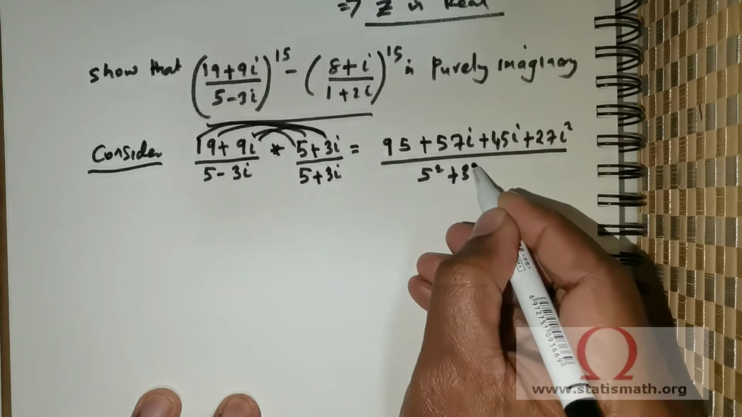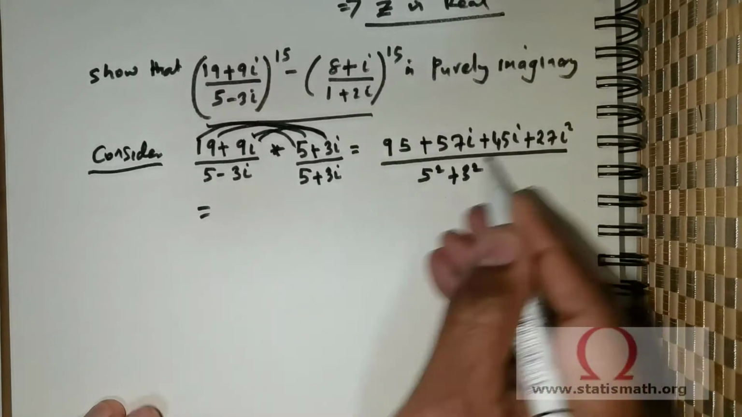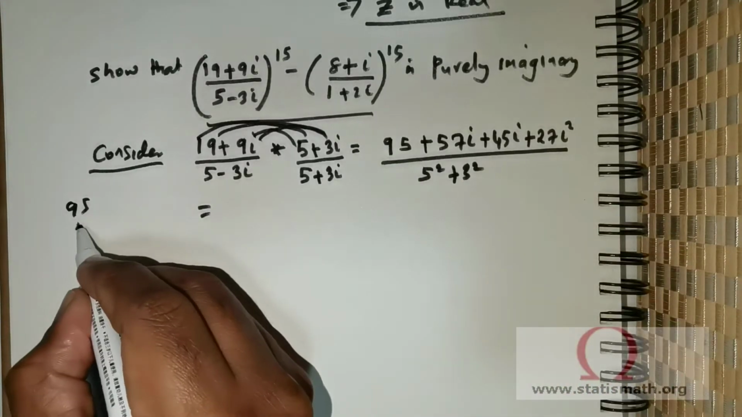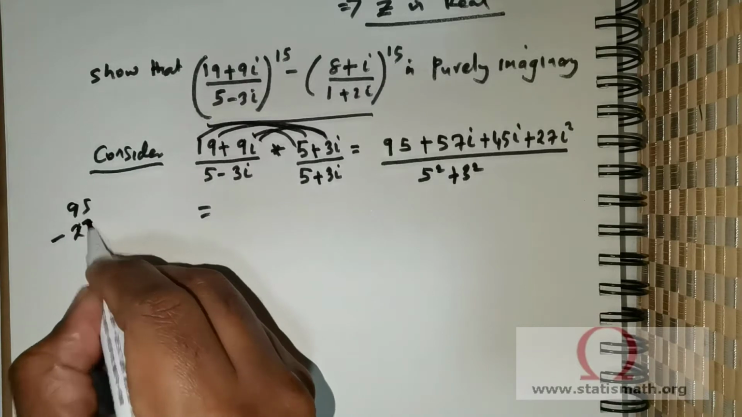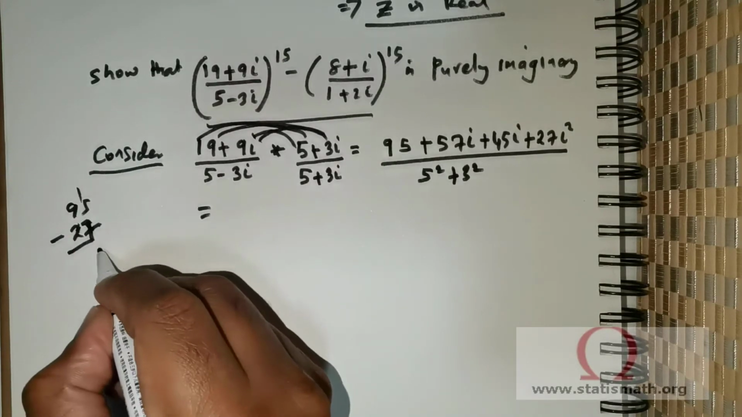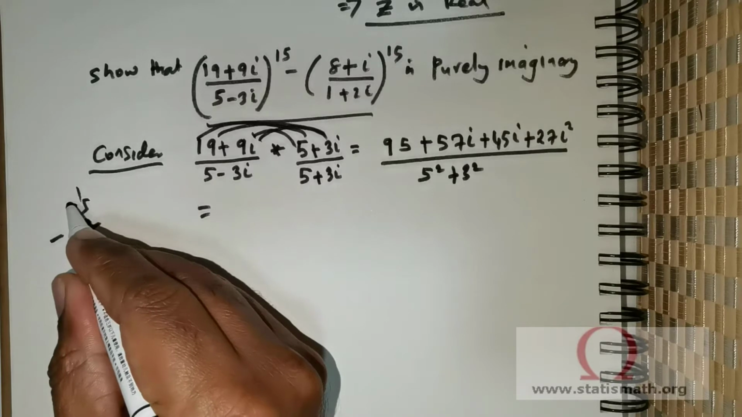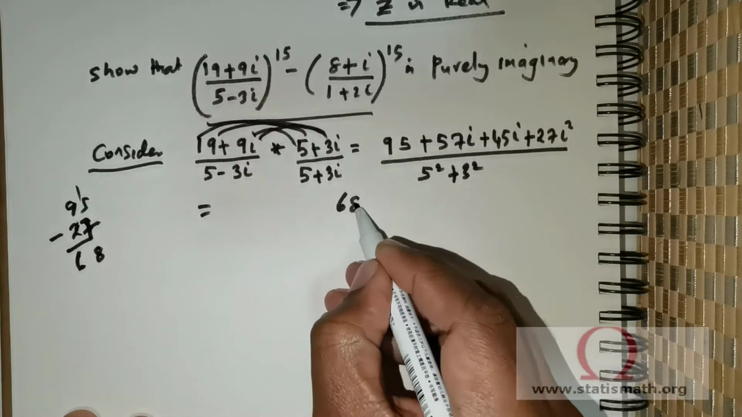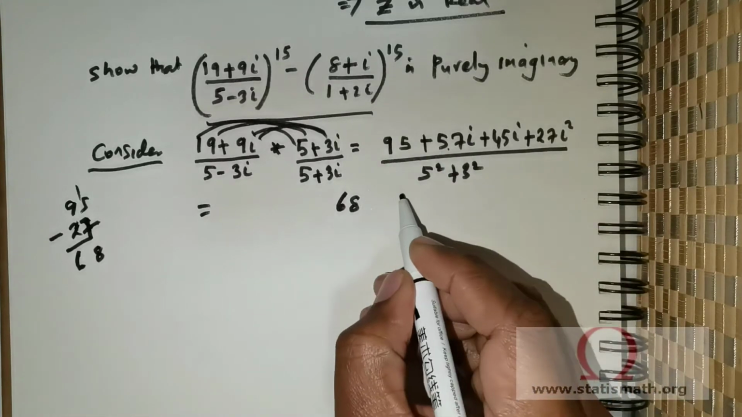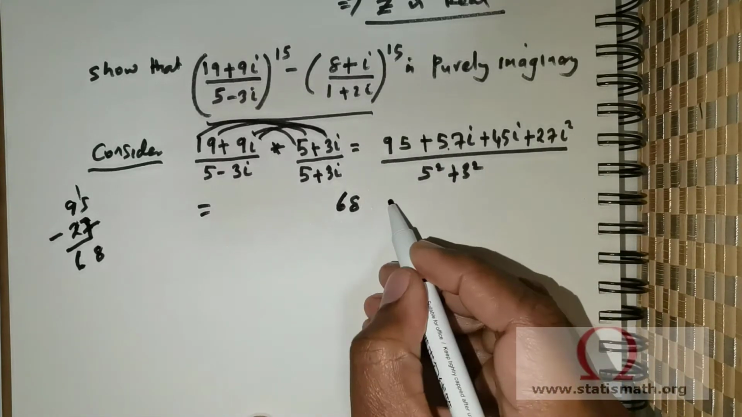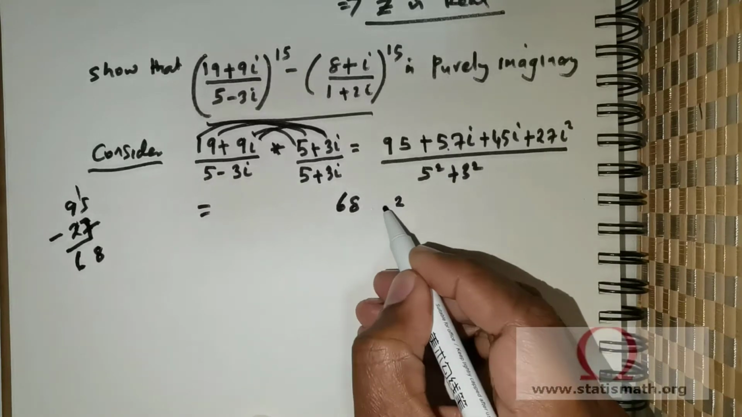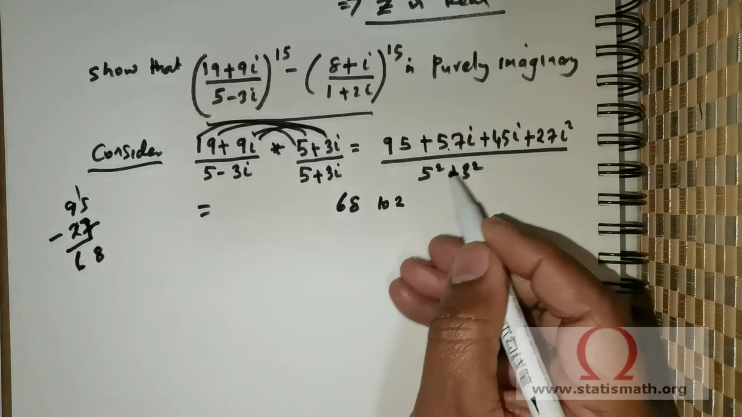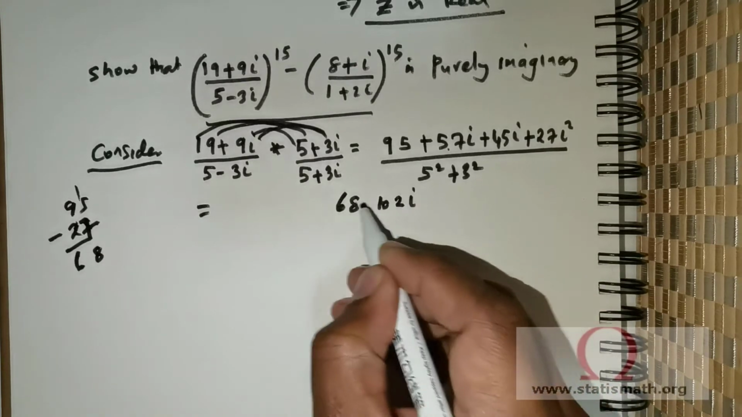The denominator is 5 squared plus 3 squared. So this is equal to 95. The i squared term gives negative 27, so we have to subtract that 27, and 95 minus negative 27 gives you 122. Hmm, the speaker arrives at 68 for the real part here, and adding 57 with 45 gives 102i with the positive sign.